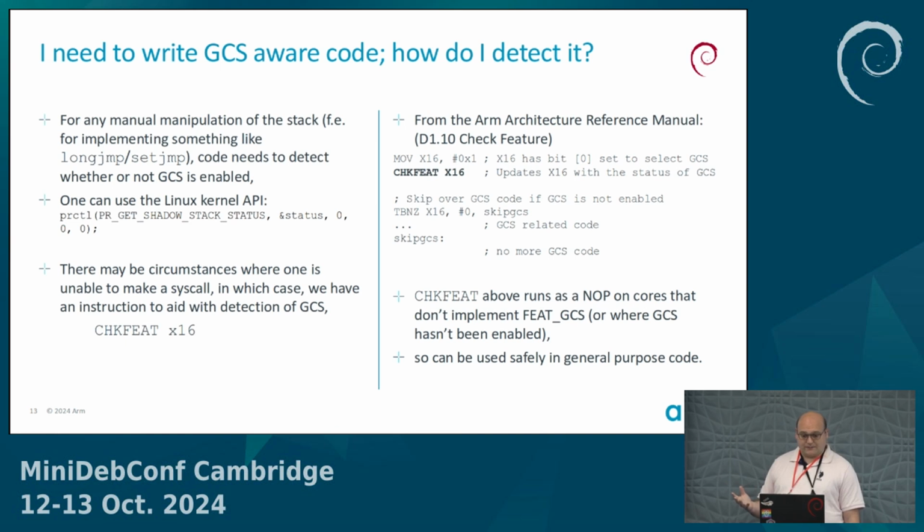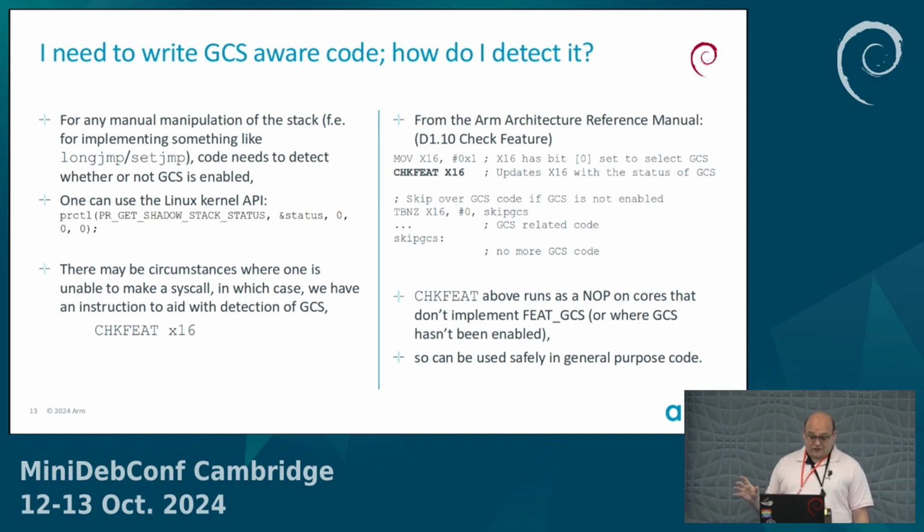Now, let's say somebody's got a particular library they're maintaining. There is a kernel API to see what the GCS status is. Now, sometimes when one is writing really low-level code, a syscall is not something one can do. If they're really low into a signal or something like that, they don't want to make matters worse with a syscall.